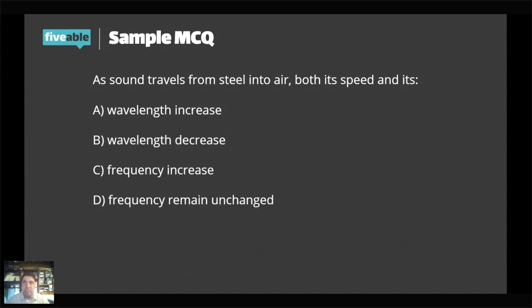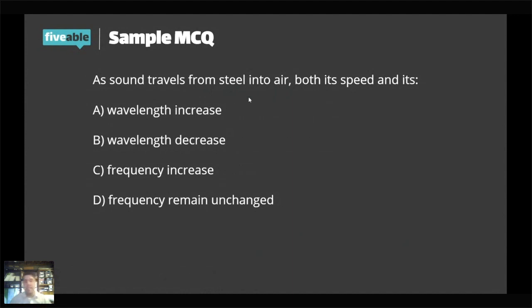Second one. As the sound goes from steel into air, both its speed and its something, either wavelength gets bigger, wavelength gets smaller, frequency gets bigger, or frequency does not change. All right, so in this case, now we are talking about two different materials.